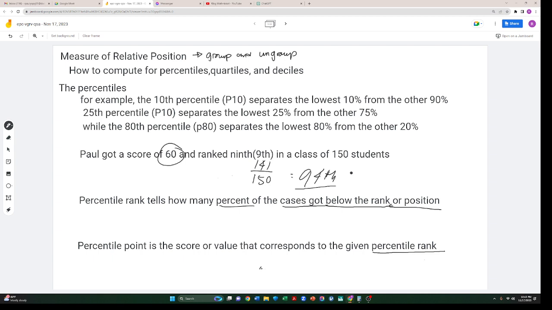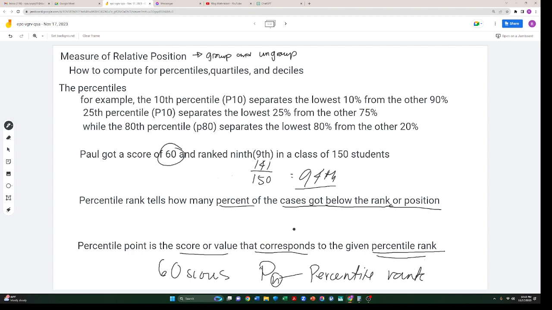Okay? So percentile points is the score or value that corresponds to the given percentile rank, which is 60 akong score, right? So nasabtan na ang pasabot ana. It is denoted by the symbol P sub N, where N is the percentile rank. This is the percentile rank.